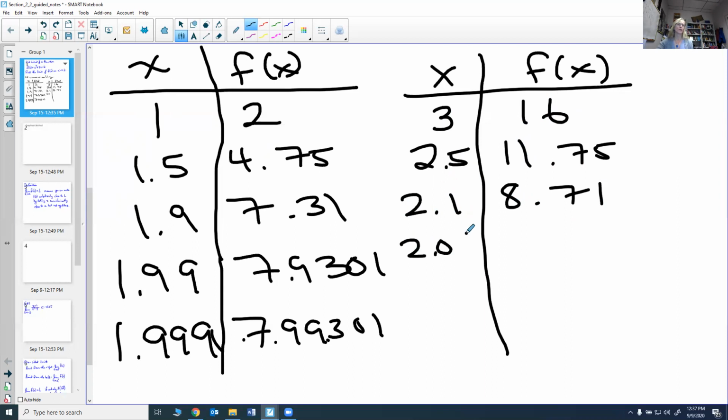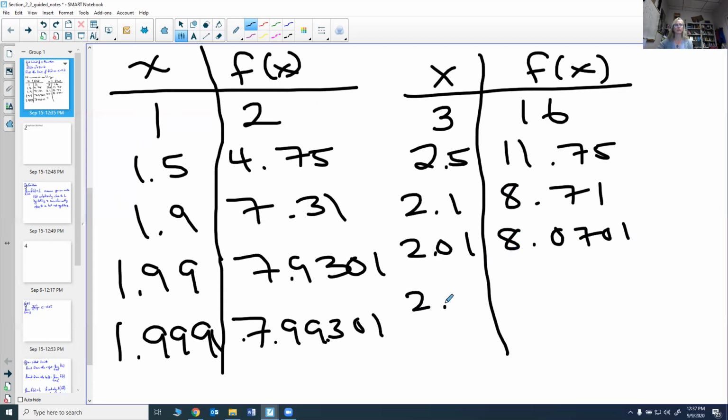But again, 2.1 isn't very close. Let's try 2.01. That's a bit closer. And then I get 8.0701. So now I see a kind of trend going. Went from 16 to 11 to 8 to 8 again. So I now start seeing a trend.